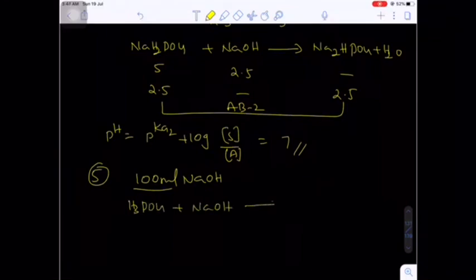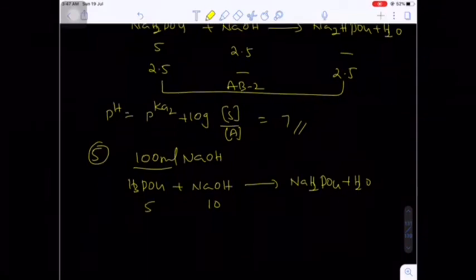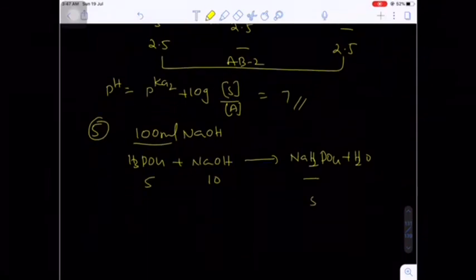Okay, after that next we are adding 100 ml of NaOH. Now in 100 ml of NaOH, what happens? First of all, H3PO4 plus NaOH. This is the first neutralization reaction I am writing: sodium dihydrogen phosphate plus H2O. Are you getting my point?